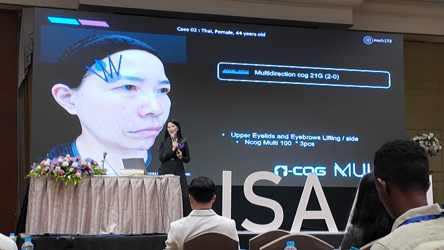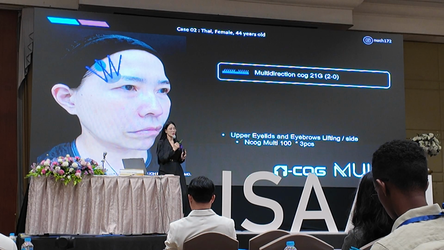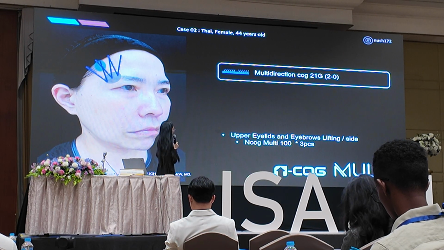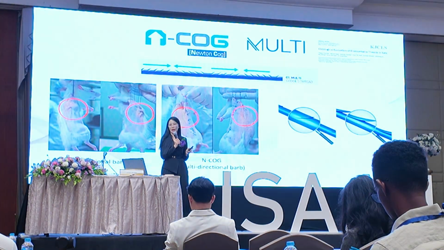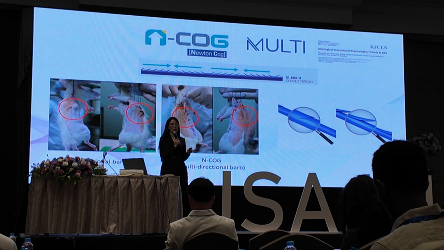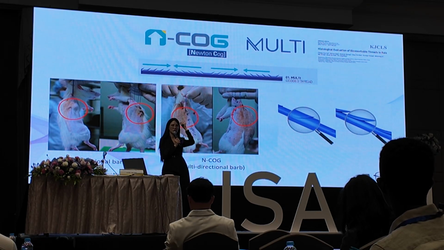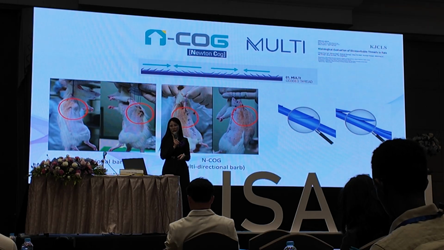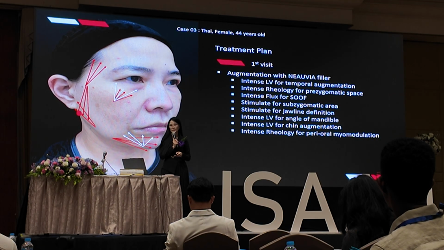For the thread here, I use the N-Corp Multi with the reinsertion technique, which I will show in the video later. I use 3 threads per side. The N-Corp Multi has a small size, 2-0, so it is very small. So I feel very comfortable using it for eyebrow lifting. And it is multi-directional, so it won't cause any skin dimpling.